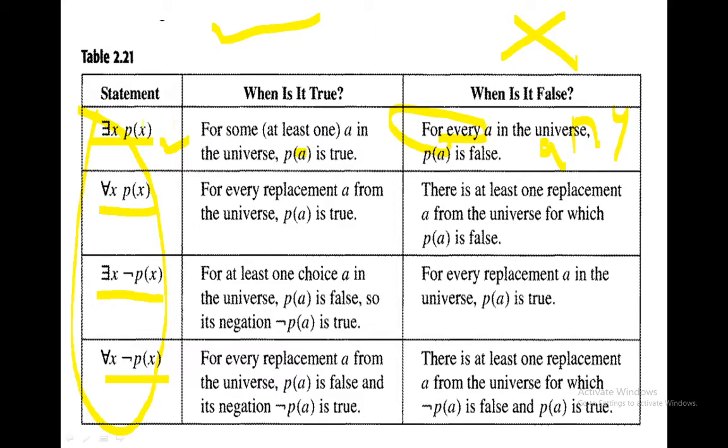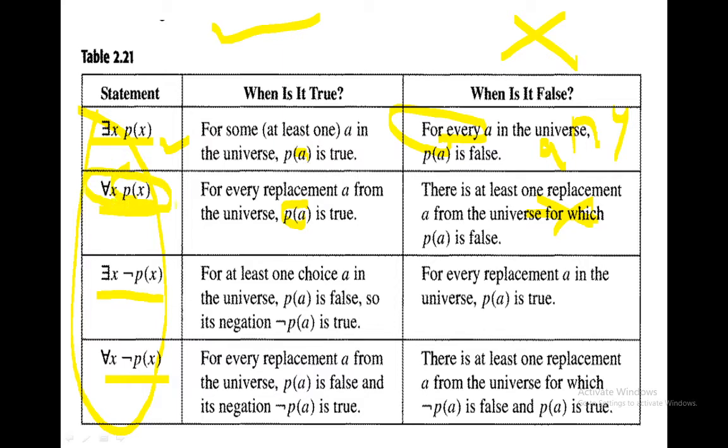Means x is a free variable. I can take any of the elements. A means I am specifying with respect to one element. Here also I am specifying with one element. For every replacement of a from the universe, p of a is true. And it is false if there is at least one replacement of a from the universe for which p of a is false. If for at least one a it is false, the given statement is not going to be true.